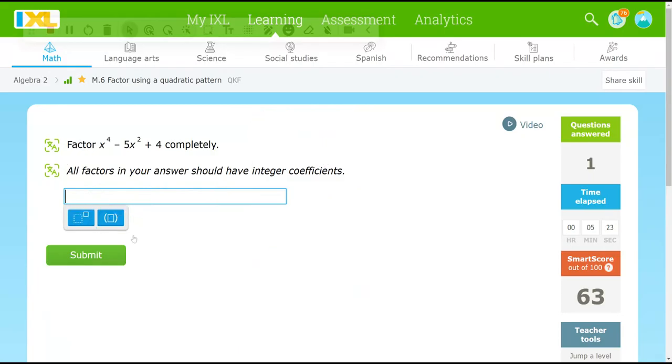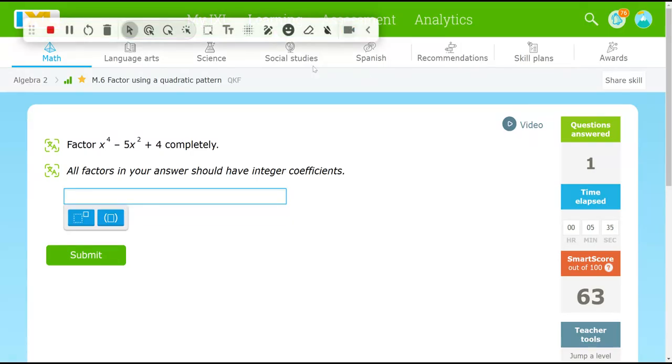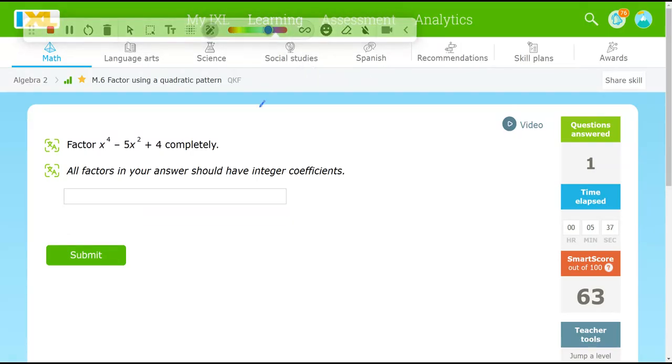Okay, so let's clear this out. So the next problem is the same thing over here. So I can do this super fast. If I call n equal x squared, I should come out at n squared subtract 5n plus 4.